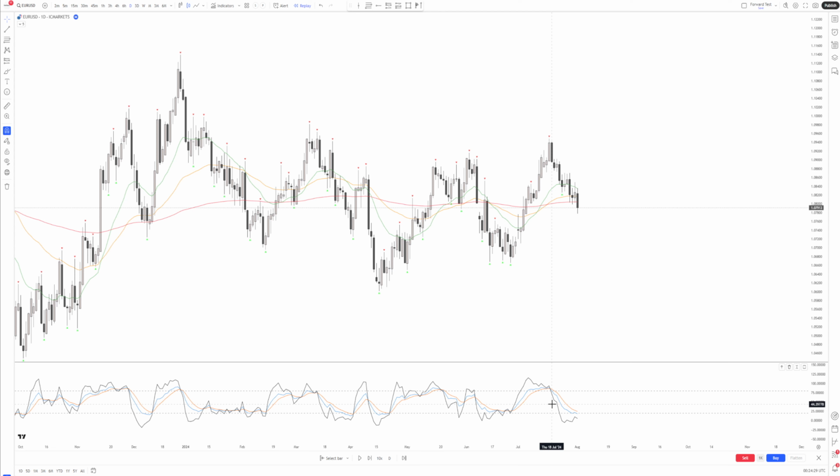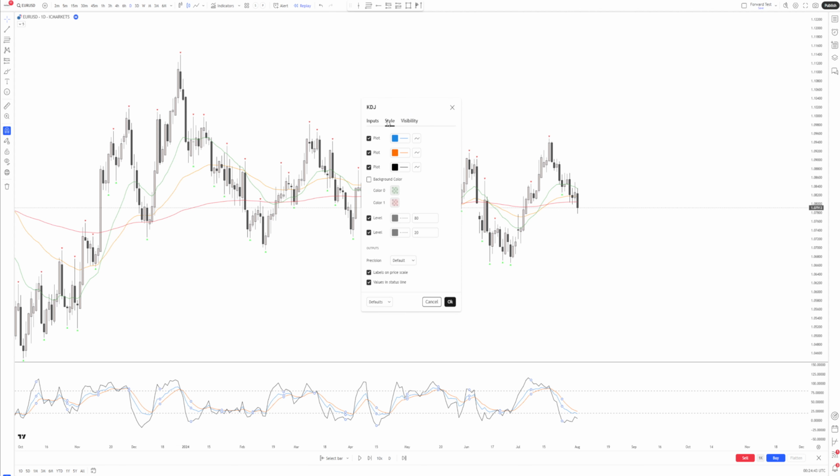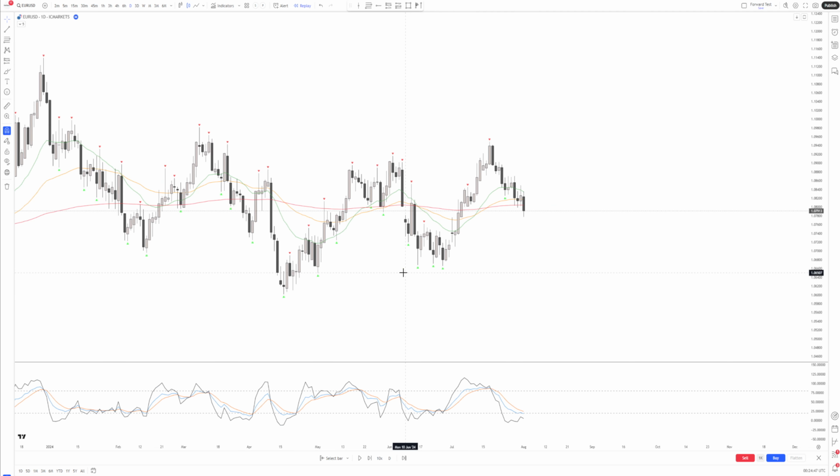Now on his channel he uses stochastic RSI or stochastics. Personally, I'm not a fan of that because it gives quite a lot of false signals. But this one here is the KDJ, and I really like the KDJ. These are the values, and I've just got rid of the background on that. So very simply, if we are below the EMAs, we are looking for shorts. If we are above the EMAs, we are looking for a long.